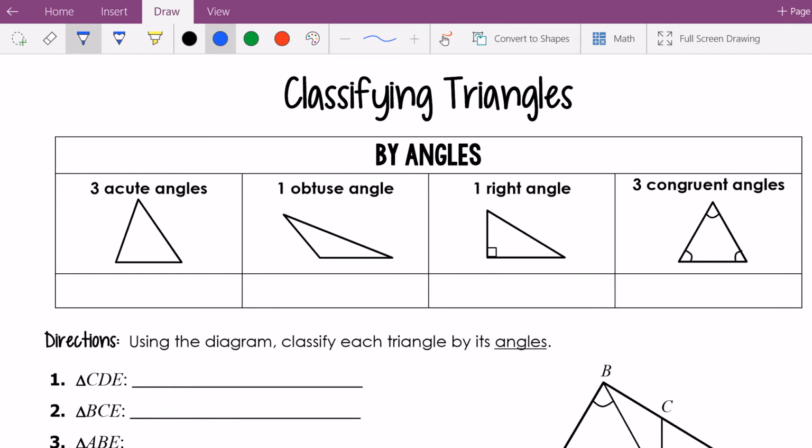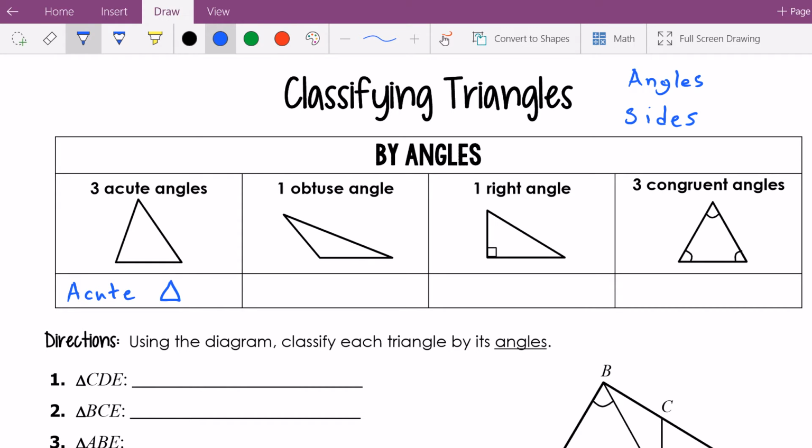Today's lesson is on classifying triangles. When classifying triangles, you classify by their angles and by their sides. When you're classifying by angles, if all three angles are acute, then you have an acute triangle.